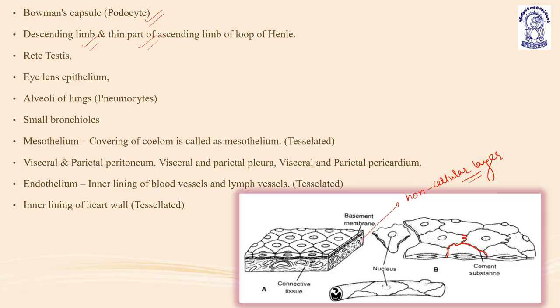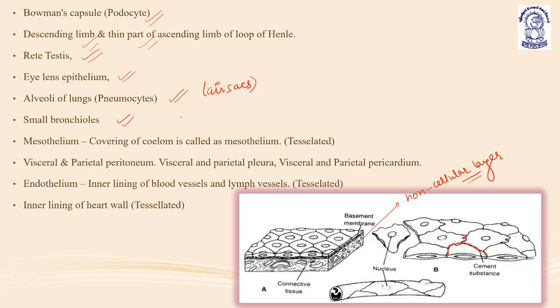So please remember the locations. They are present in Bowman's capsule, podocytes. Secondly, descending limb and thin part of the ascending limb of loop of Henle. Rete testis, eye lens, in rete testis they are present. Alveoli of lungs, pneumocytes, or air sacs, they have squamous epithelium. They are also present in small bronchioles.